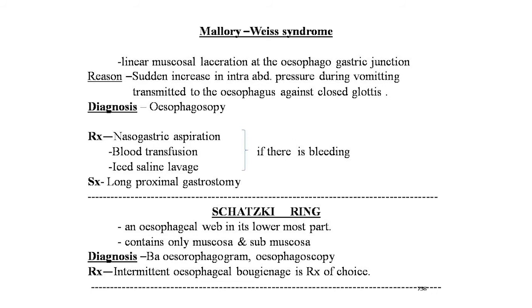Diagnosis by esophagoscopy, and treatment is nasogastric aspiration, blood transfusion, iced saline lavage. If there is bleeding, iced saline lavage is to be done and blood transfusion. Surgical treatment is long proximal gastrostomy to be done in Mallory-Weiss syndrome.